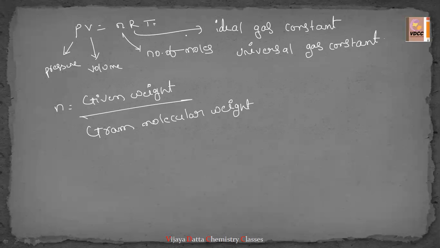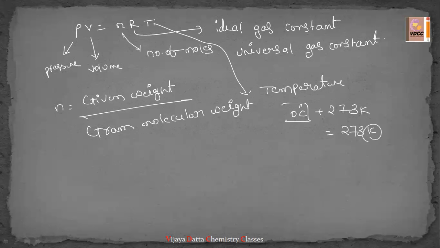And T is the temperature. This temperature, as we have already discussed, we should convert into Kelvin. If they give 0 degrees Celsius, you have to add 273 and convert it into 273 Kelvin. Whatever degrees Celsius the problem gives, you have to convert into Kelvin.